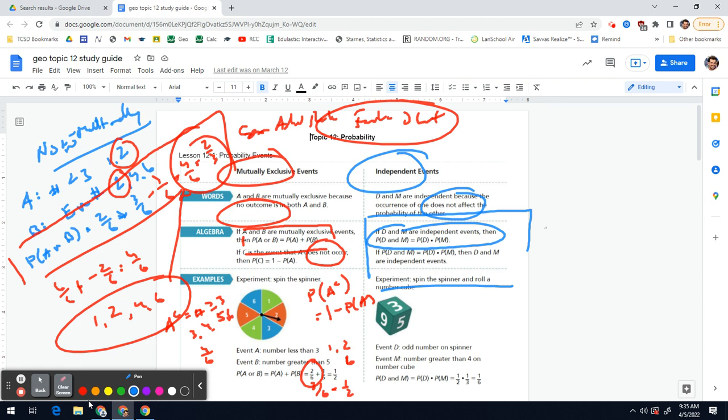Now, sometimes the word "and" is an upside down U. So they might give you the probability of D and M. Over here, "or" is sometimes a U, so probability of A or B. So be aware of the U versus the upside down U. Okay. And again, you just multiply the probabilities if they're independent. You're looking for the "and." So "or" is addition and "and" is multiplication.